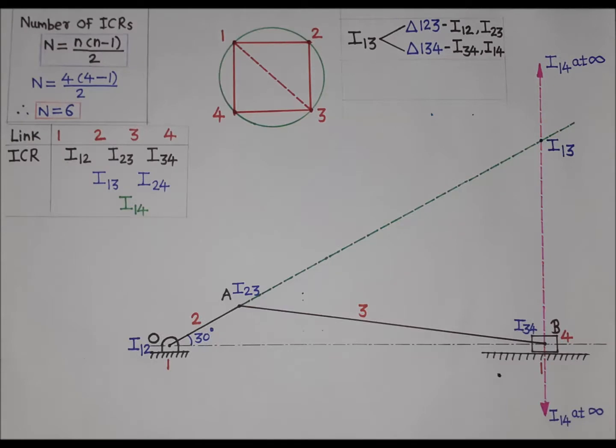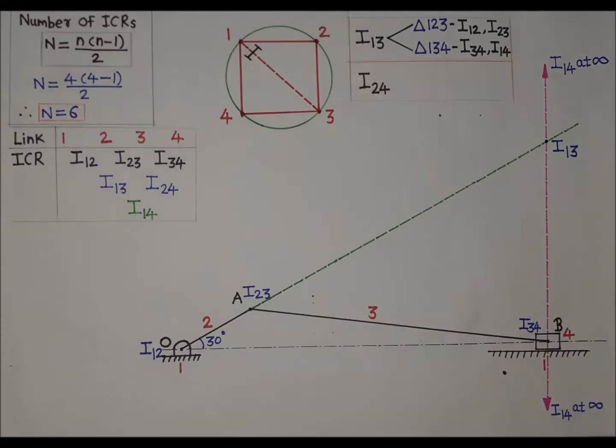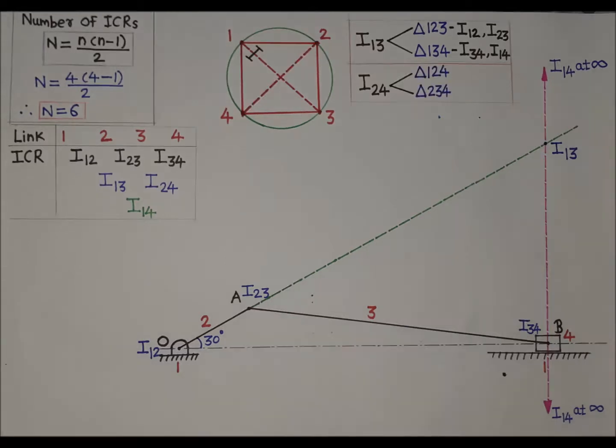As I13 is located in circle diagram, draw a line joining 1 and 3. This line in circle diagram will represent ICR I13. On this line, write Roman digit 1. Now to locate ICR I24, in circle diagram, find two triangles with 2, 4 as a common side. In circle diagram, two triangles with 2, 4 as a common side are triangle 1, 2, 4 and triangle 2, 3, 4.